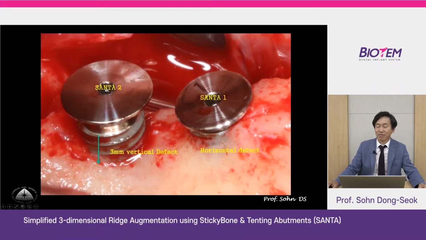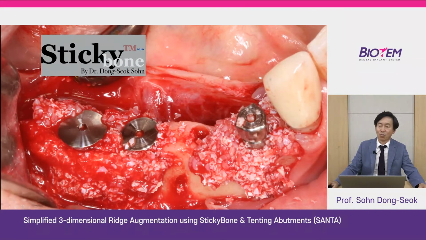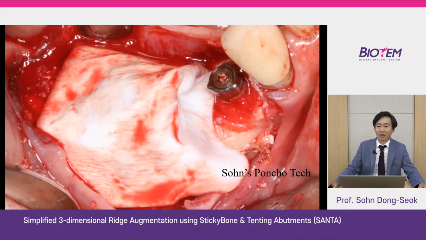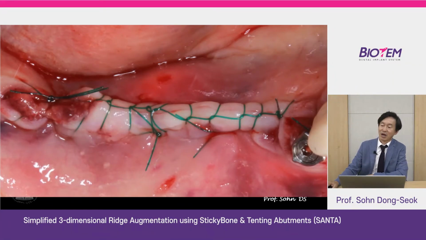Santa 2 was placed for vertical ridge augmentation on the tooth number 47 side, and Santa 1 was placed on the tooth number 46 implant for the horizontal defect. The sticky bovine bone was placed around the Santa, and the collagen barrier membrane was placed simply. And on tooth number 4, after bone grafting, Sohn's pancho technique was done. The primary suture was done.